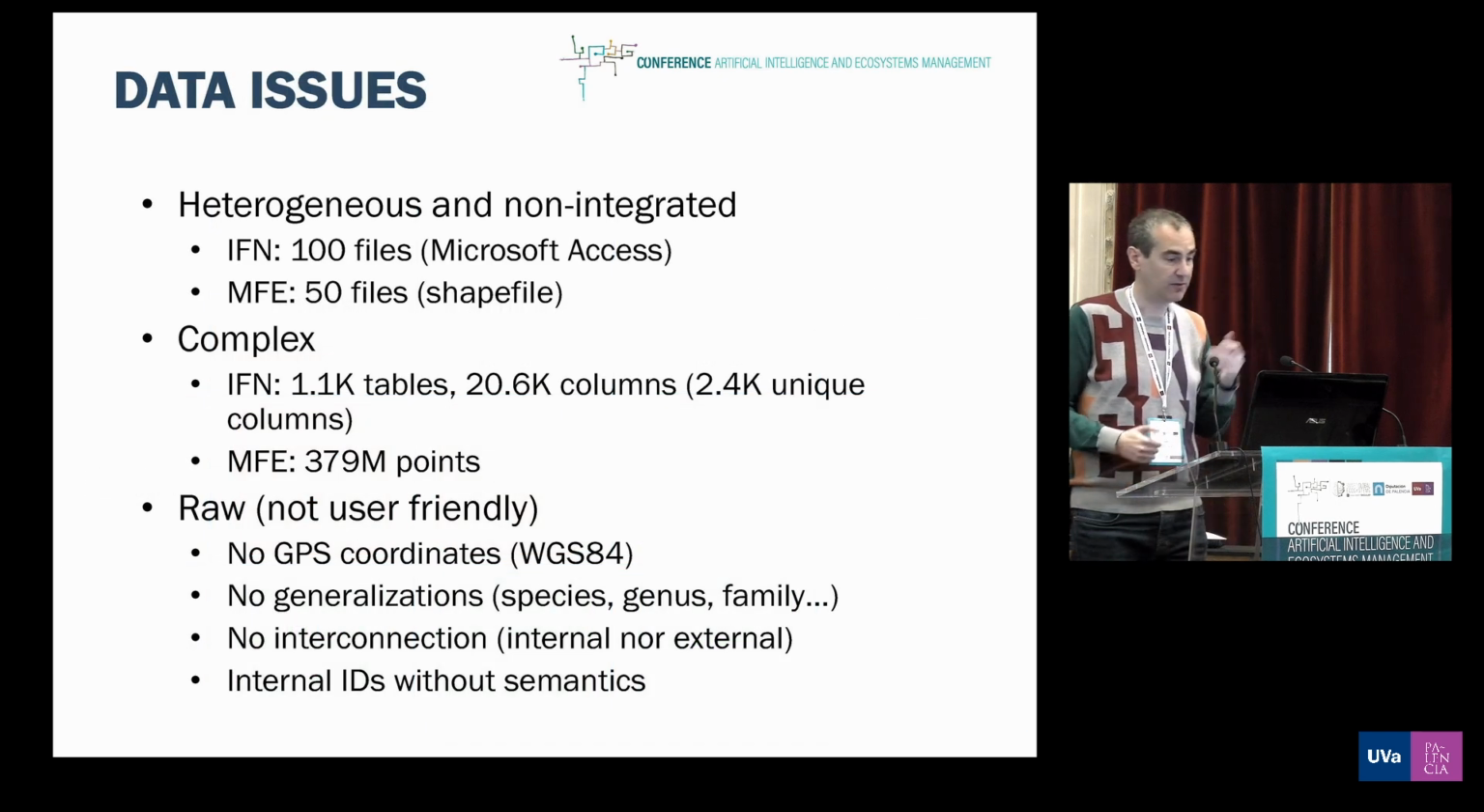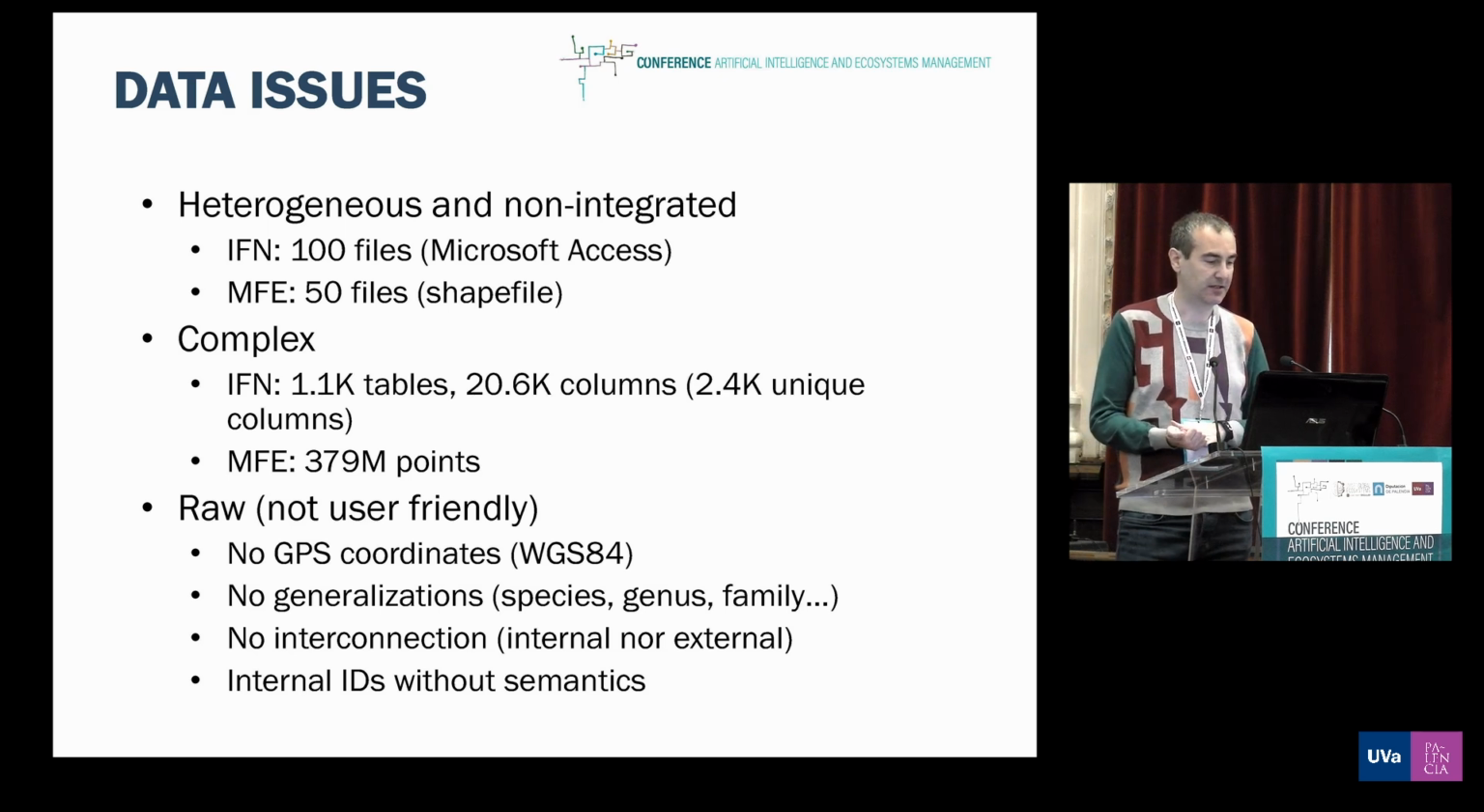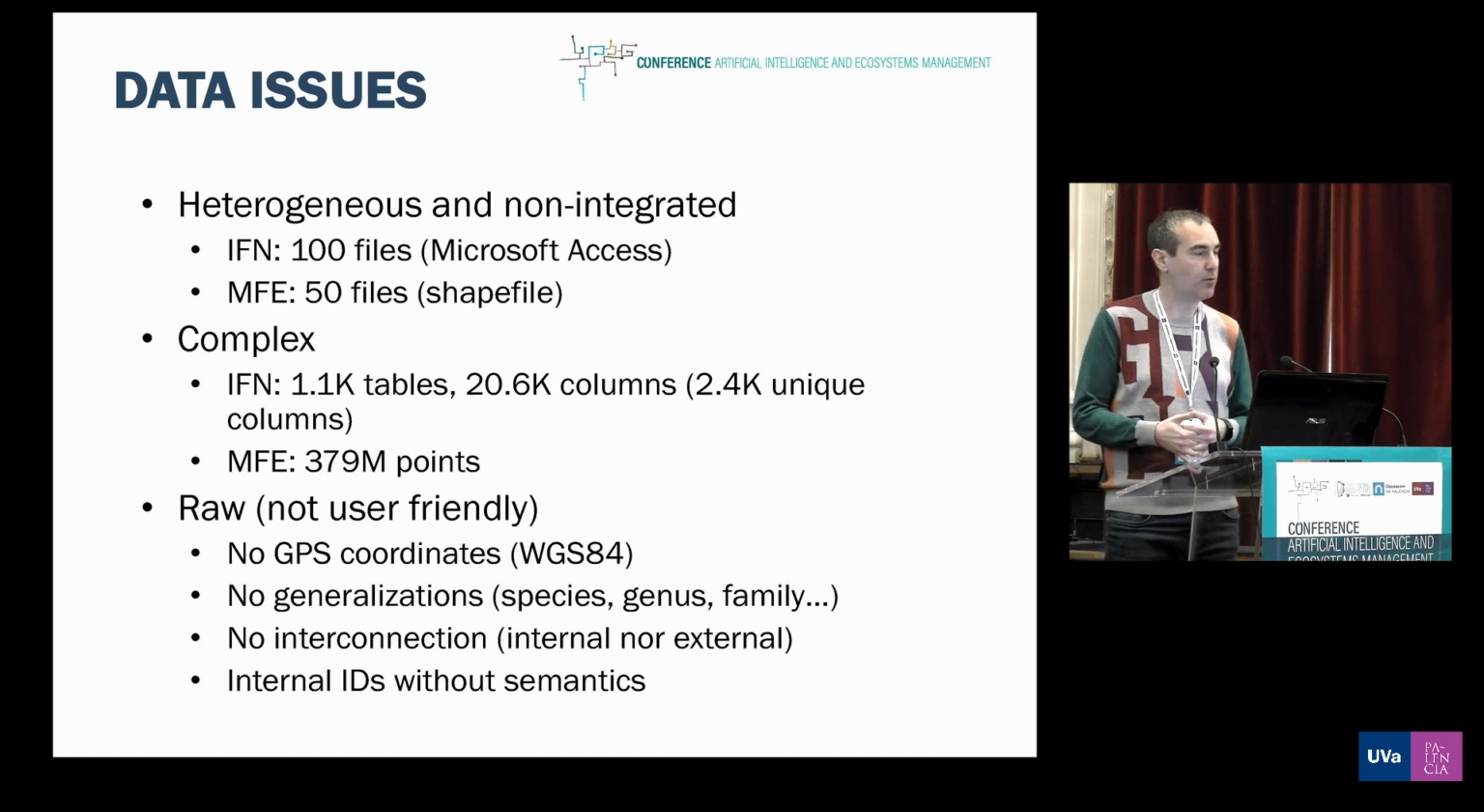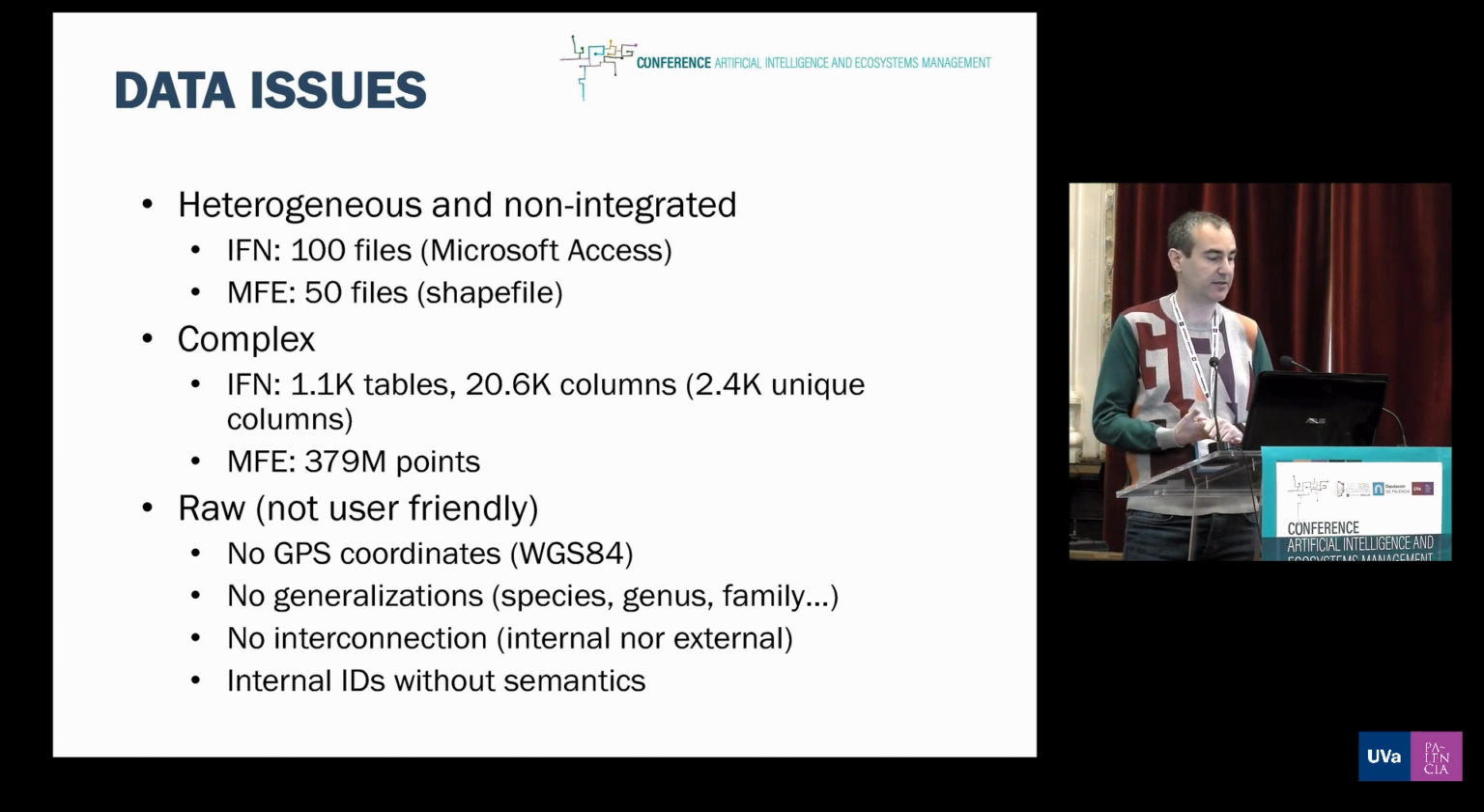The problem with this data is that it was heterogeneous and non-integrated. For example, the Spanish forest inventory had 100 Access files, 2 for each Spanish province. They were also complex data: for the Spanish inventory, we had in total more than 1,000 tables and 20,000 columns that we had to merge and work with all together. And the forest map had almost 400 million polygons.